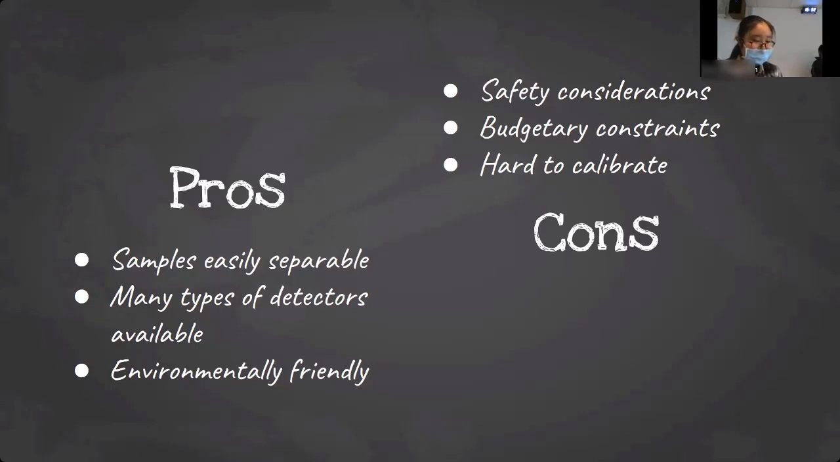Secondly, it's still about the universal concern, the budget. GC involves the use of high-pressure helium gas, which is super expensive and hard to store. The column is also kind of expensive, although it can be reused.